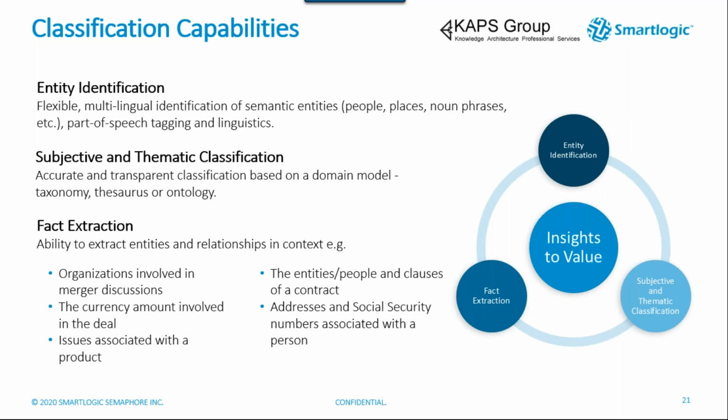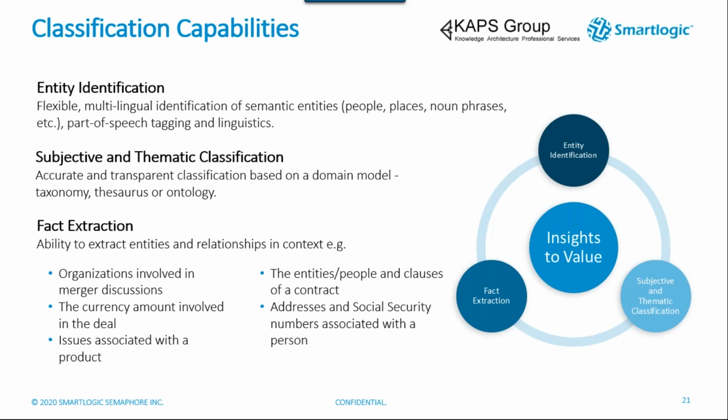So I'll dive a little bit more into the classification capabilities, since that's one of the aspects that certainly drives the POCs and the work that KAPS Group does. There are 3 broad types of classification that we support. The first is entity identification. This is identifying things like people, organizations, places, addresses, things like that. We're able to identify those things in content.